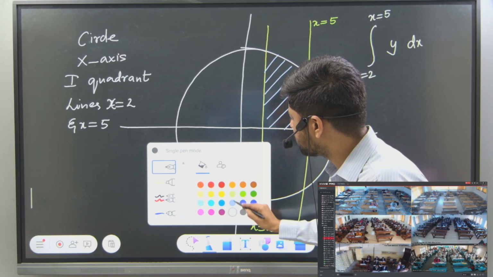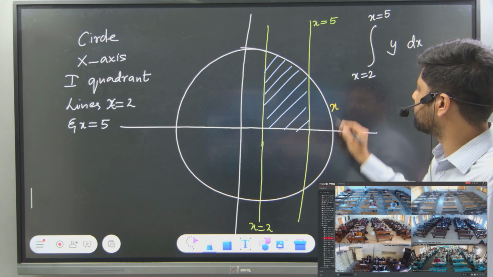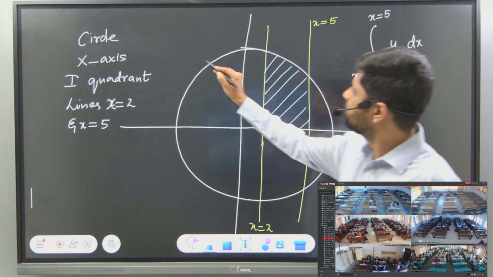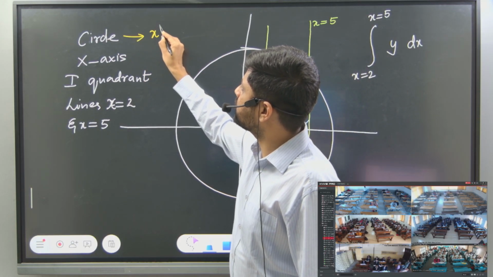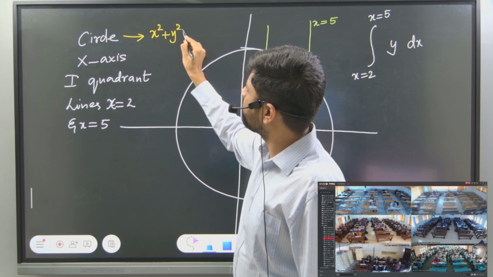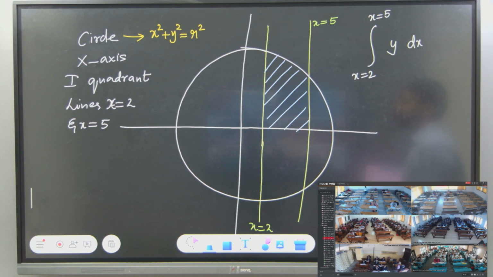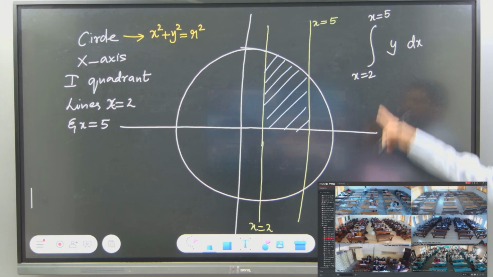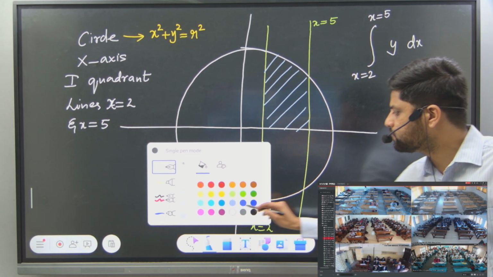If the center of the circle is at the origin, what is the equation of the circle? Anyone? X square plus y square is equal to r square. I don't want y. I want it to be written in terms of x. How will you write it in terms of x?